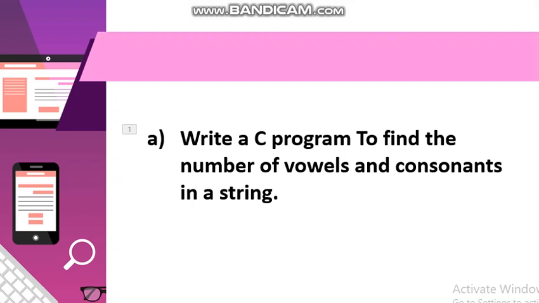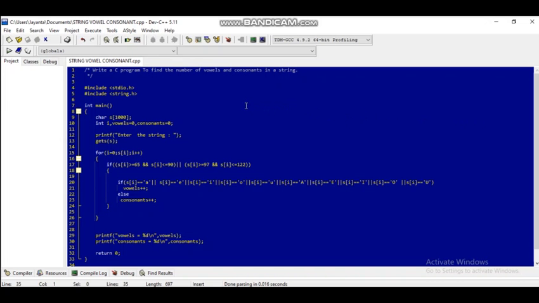Now at first we are going to discuss the program, that is, write a C program to find the number of vowels and consonants in a string. To solve the program, first, we have declared the header files, that is #include <stdio.h> and #include <string.h>, because we are going to use some string functions. So the string.h header file is included here.